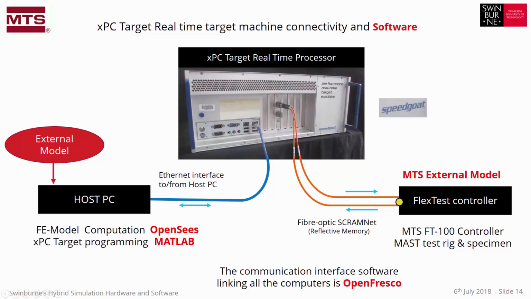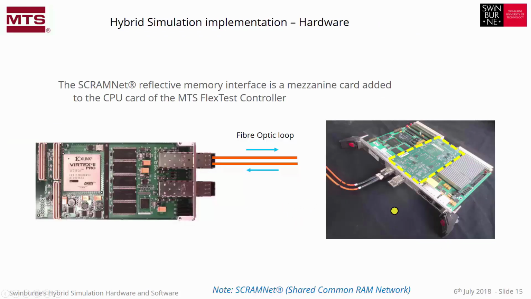So, we need a hardware interface card inside the FlexTest controller to implement the fiber optic SCRAMNet. So let's look at that. On the right here we have the actual CPU card or processor card of our FlexTest controller. And to that we've added a mezzanine card to the CPU that has the reflective memory and the fiber optic interface. Now the dedicated fiber optic ring runs at 2.5 gigabit per second and it replicates the shared memory in 2 or more processors, not just a one-to-one link.